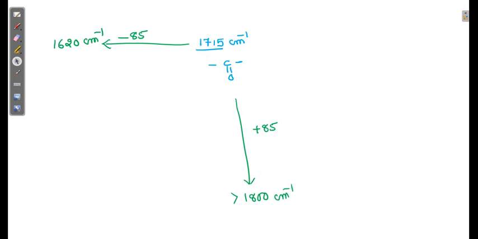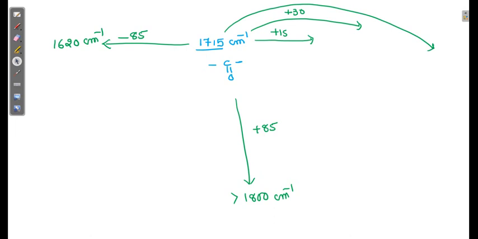After this, we add plus 15, double of 15 is 30, so I can say plus 30, double of 30 is 60, so I can say plus 60. So here we add 15, we are getting 1730, here 1745, here 1775. Okay.